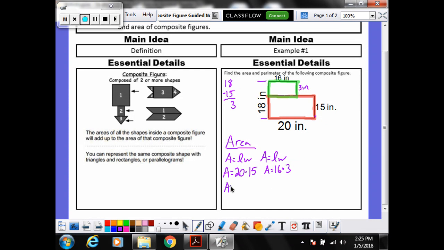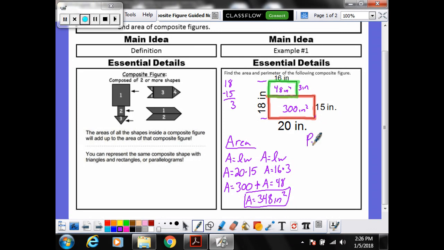When I do that, I get A equals, and 20 times 15 is 300. And when I do this one, I get an area of 48. I like to write the areas inside of them. So the area of this one was 300 inches squared, and the area of this one was 48 inches squared. If I want to know the area of the whole shape, I add those together. 300 plus 48 gives us the total area of 348 inches squared. That would be the total area of the composite figure.